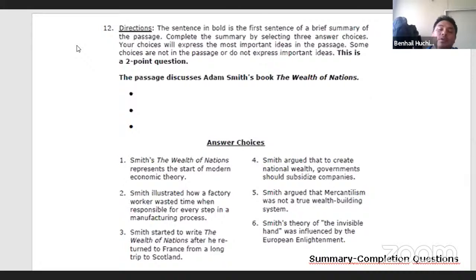Okay, so it starts with the title: the passage discusses Adam Smith's book, The Wealth of Nations. Then you select 3 of the options given, just like the answers. Okay, so these kinds of questions measure your ability to identify some information and understand it.